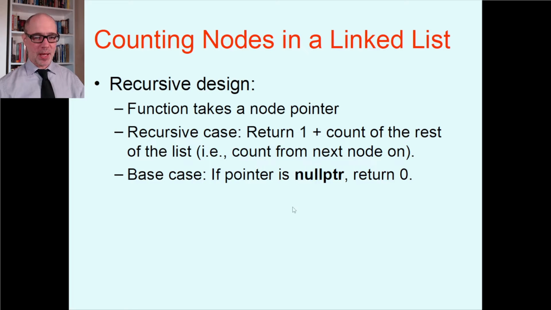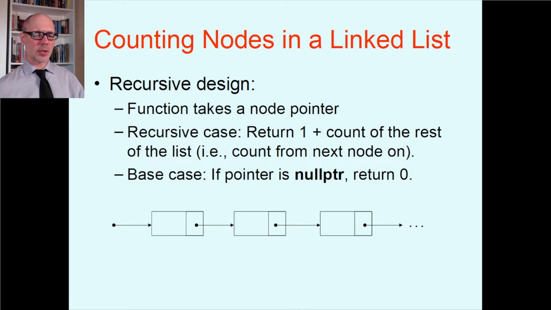That ought to be the number of things in the whole list. And of course, we need the base case, and the base case is if the pointer that you pass into this function is a null pointer, then return 0 because you're not actually looking at any nodes at that point. Let's look at an illustration of that.